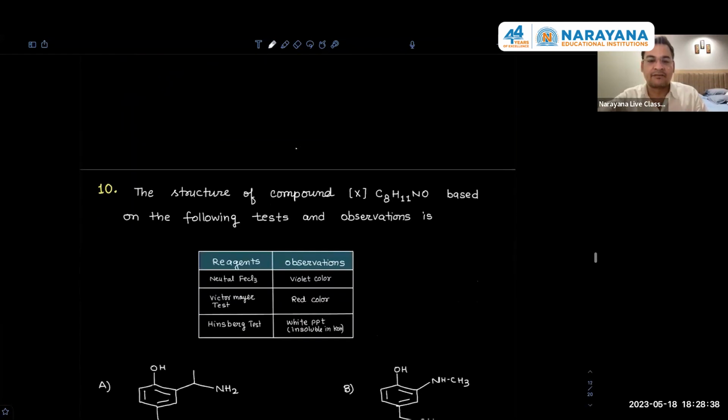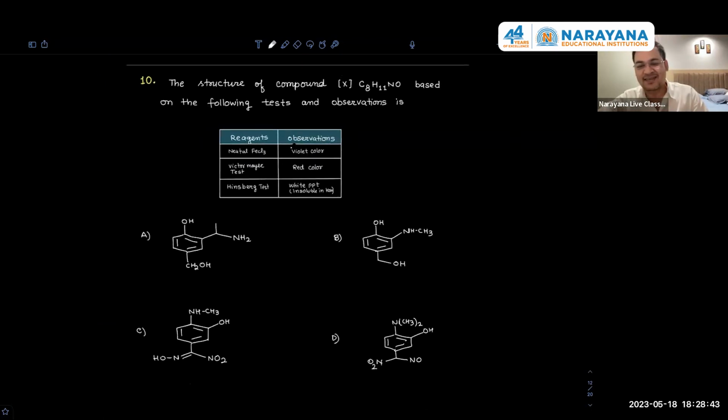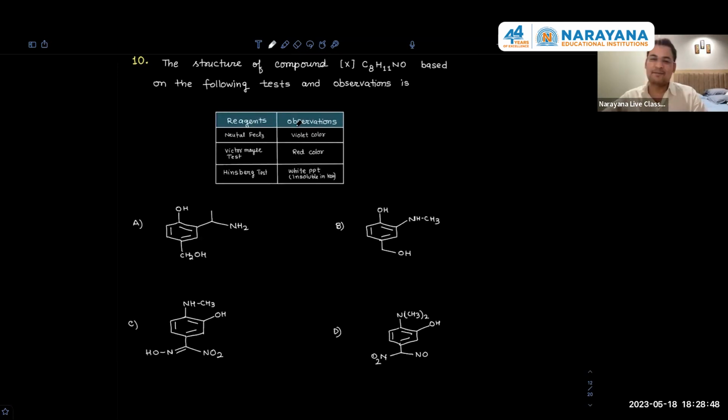Okay, one more question I'm giving you. This question is the ultimate question. What I have prepared now, there is one small trap again. You need to be careful. The structure of compound X, which has the molecular formula C8H11NO, based on the following tests and observations with a reagent. If we use neutral FeCl3, the observation is violet color. Victor Meyer test gives red color. Hinsberg test gives a white precipitate, which is insoluble in KOH. So identify the compound X.